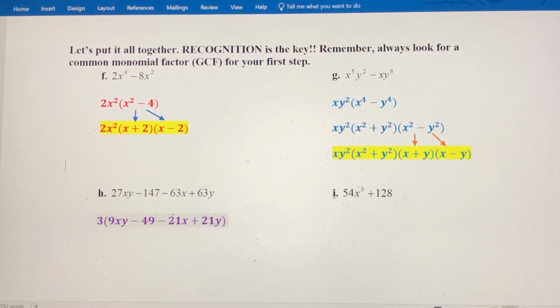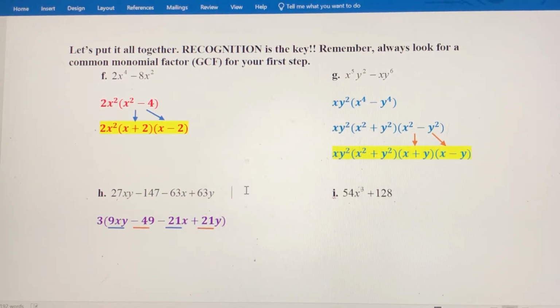But now I'm going to factor this polynomial by grouping. I can't group the first 2 terms together, okay? 9xy and 49 here have nothing in common, so I can't group those together. So I've got to try something else. So I'm going to group these 2 terms together. They have an x in common.